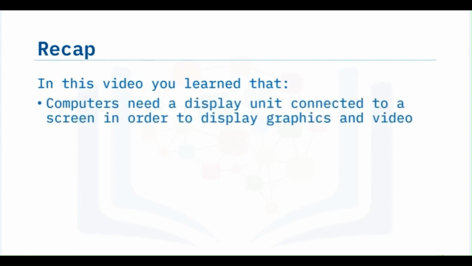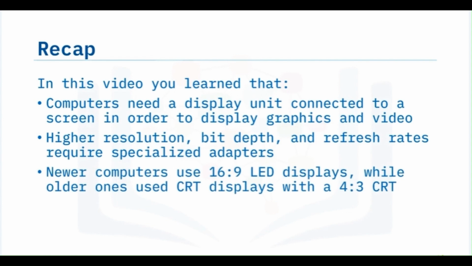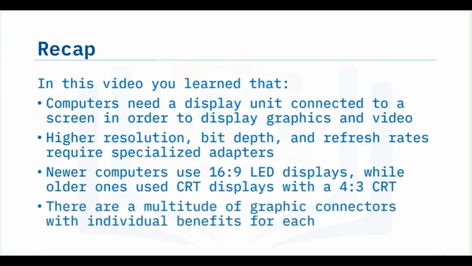signal. In this video, you learned that computers need a display unit connected to a screen in order to display graphics and video. Quality of display is based on resolution, bit depth, and refresh rates, and higher quality display requires high-end specialized adapters. The current display systems use 16:9 aspect ratio with LED displays, while older models use CRT displays featuring a 4:3 aspect ratio. And there are different graphic connectors available, and each has its own features.